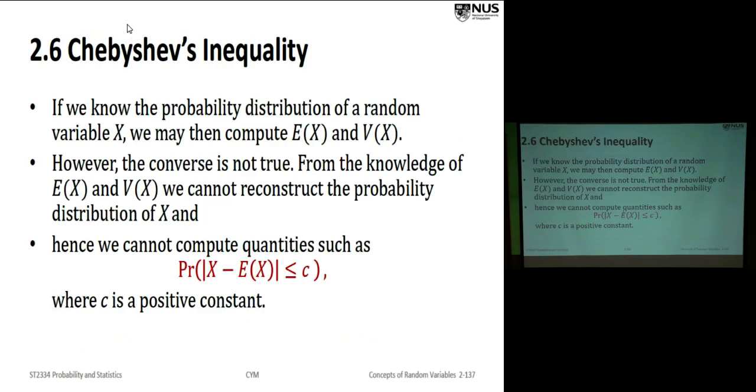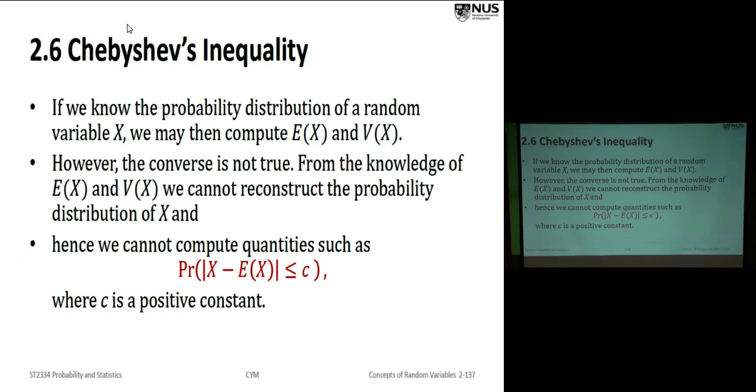Okay, very good. So let's move on. So we're almost finished with the chapter on random variables. And the last thing is this thing called Chebyshev's inequality. It's a rather famous inequality in probability. There are a lot of inequalities in probability theory, and this is probably the first one that you learn. It's the first one I learned, anyway.